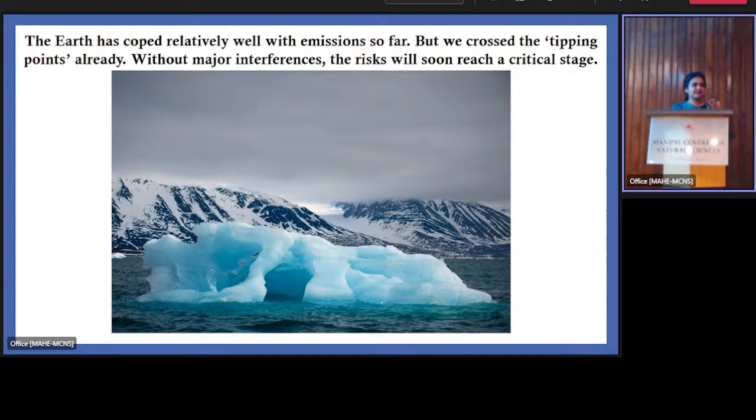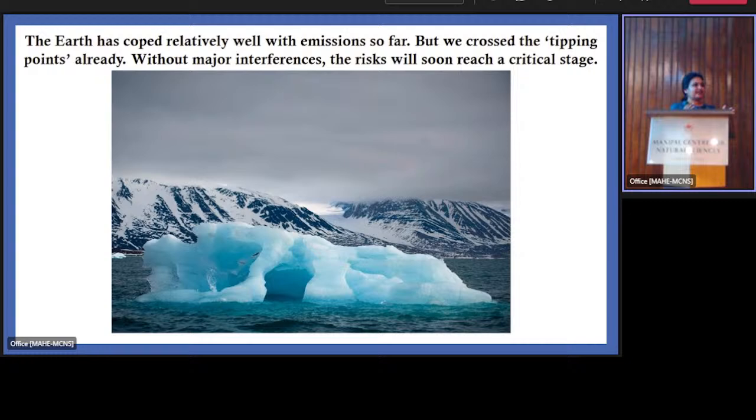Global temperature has increased by more than 2 degrees Celsius, and it is affecting the entire globe. This is a very disastrous thing. This climate change is creating frequent natural disasters.